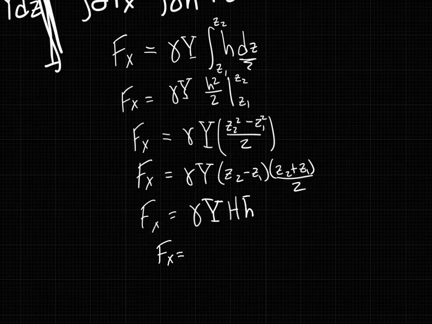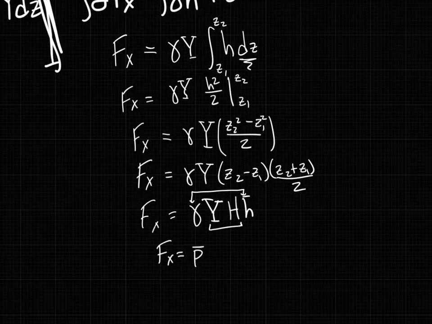Now, one nice thing that comes out of this is we can do this. If I put these two next to each other, gamma H bar. What's gamma H bar? Well, gamma H from earlier, that's the pressure at any location. So gamma H bar is the pressure at the centroid. So that's P bar, pressure at the centroid.